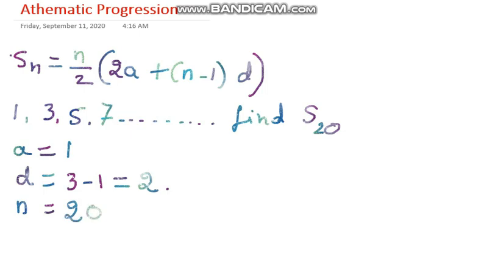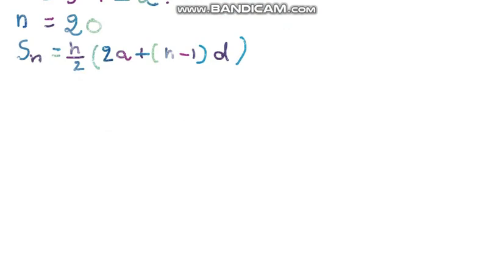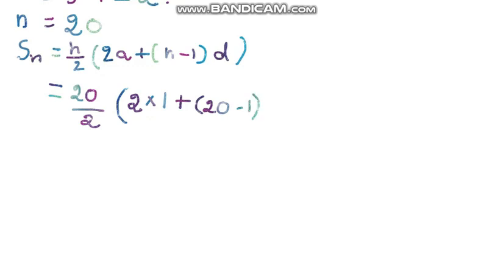Just substitute these values in the formula. Sn is equal to n by 2 into (2a plus (n minus 1) into d). n value is 20, so 20 by 2 into 2 times a value 1, plus in bracket n minus 1, that is 20 minus 1, into the d value, which is 2. Common difference is 2.